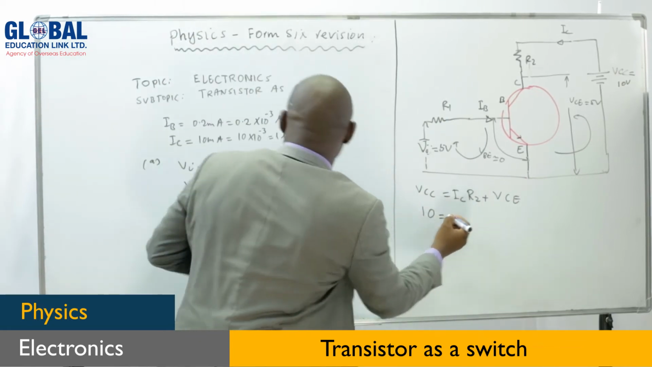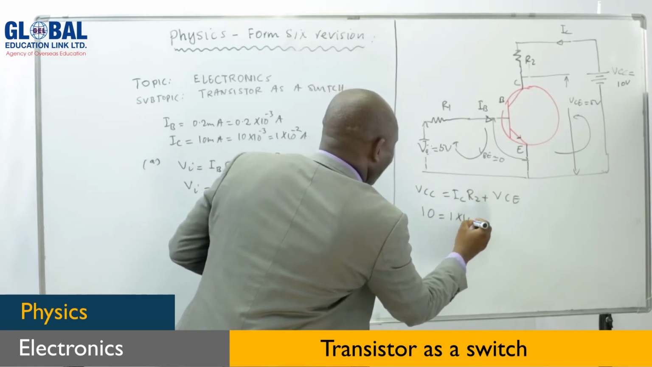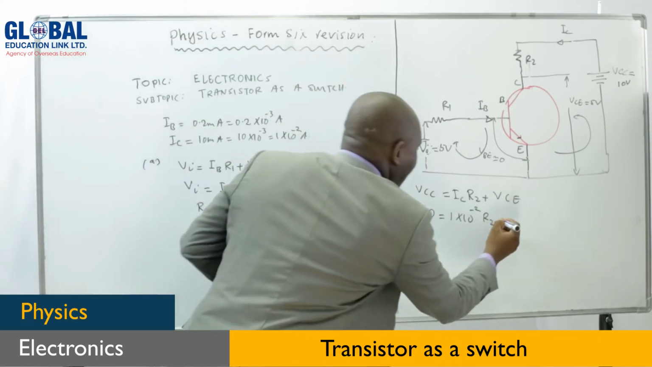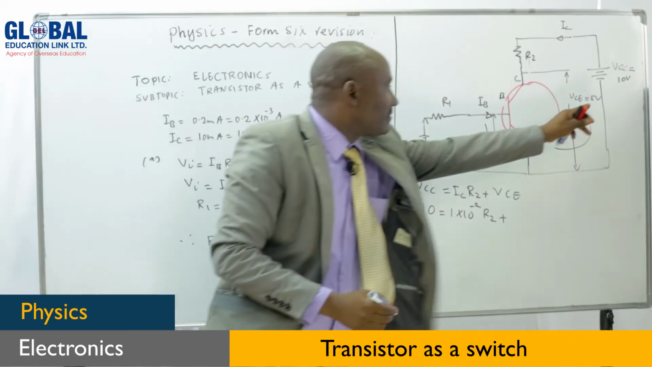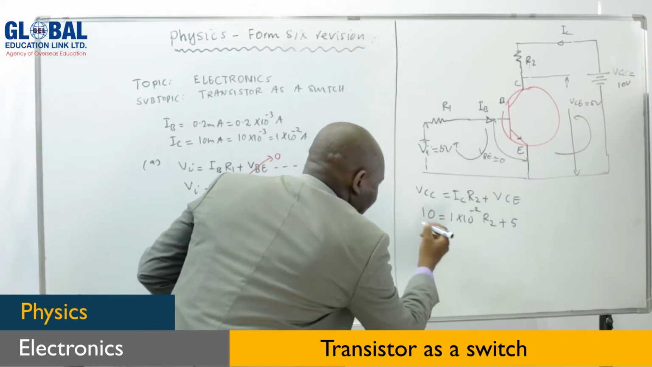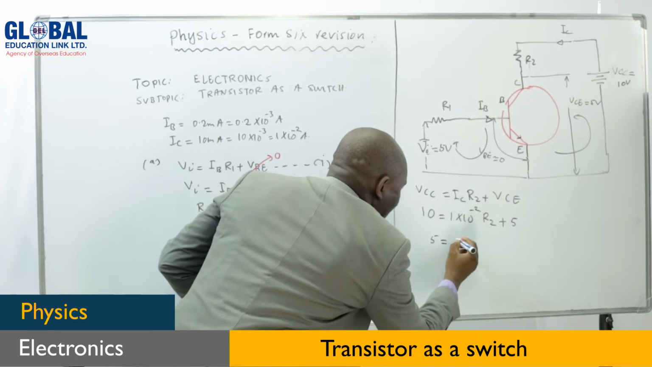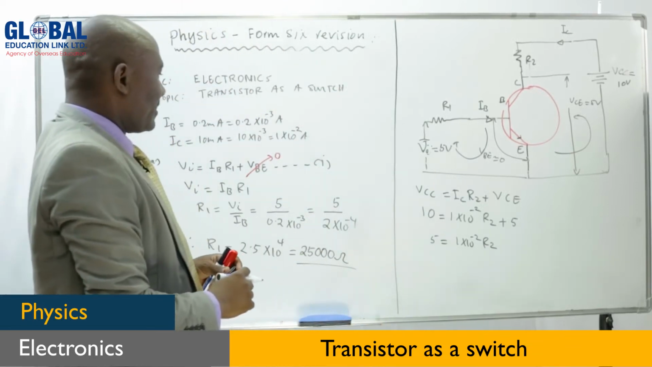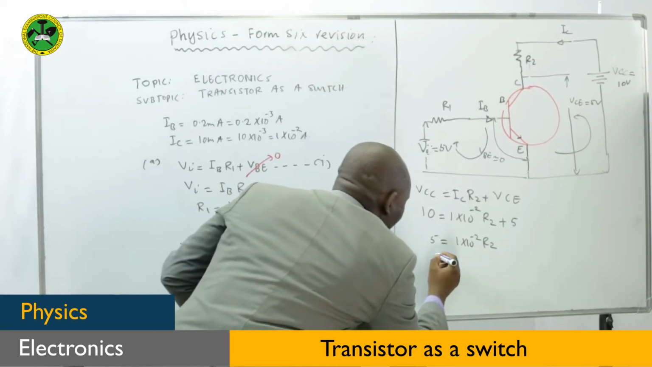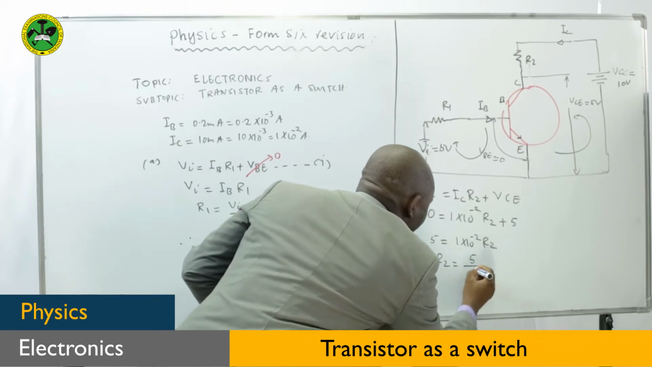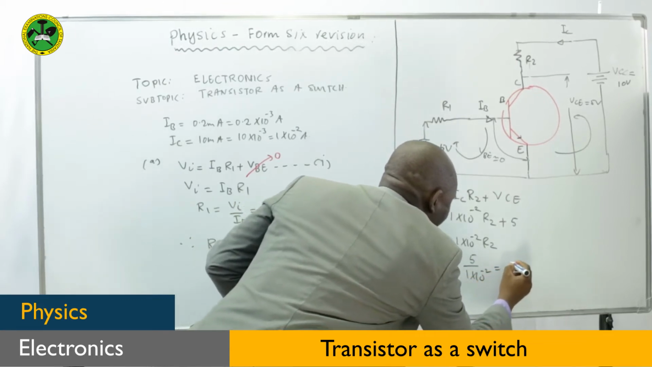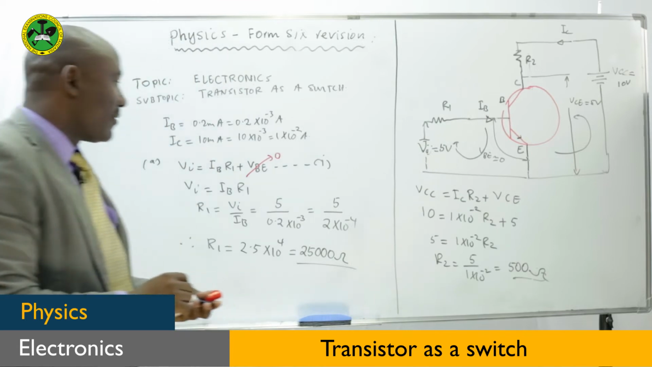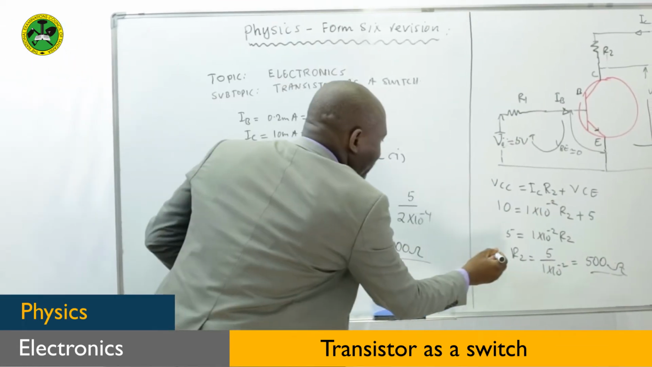Our IC is given as 1 times 10 to the negative 2. We have R2, which we are looking for, plus our VCE, which is given as 5. So you have 10 minus 5, which gives us 5, which equals 1 times 10 to the negative 2 times R2. From there, you can find the value of R2 as 5 divided by 1 times 10 to the negative 2, which gives us 500 ohms. So those are the values of R1 and R2 respectively, according to the equation.